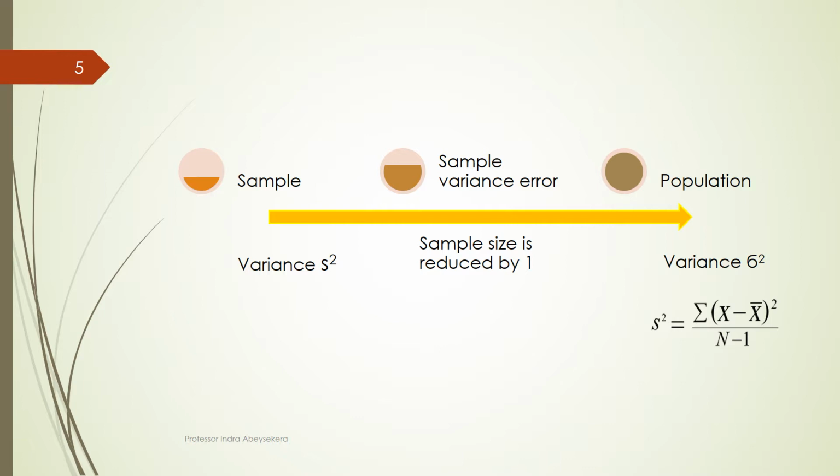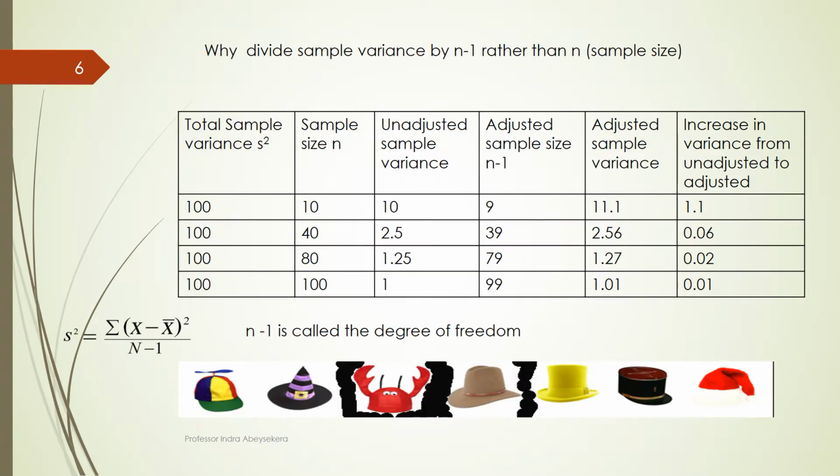So the question is, why is it that we divide the sample variance by n minus 1 rather than n, or the sample size? If we take a smaller sample, let's say the sample size is 10. Let's look at an example.